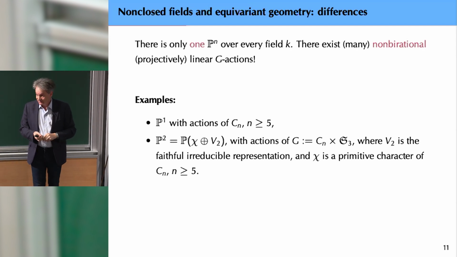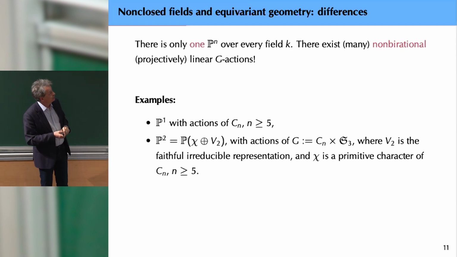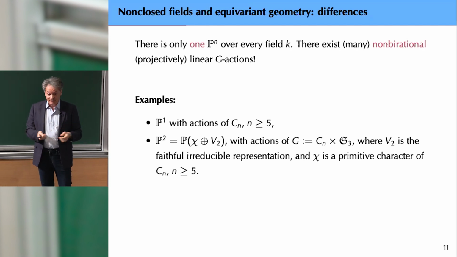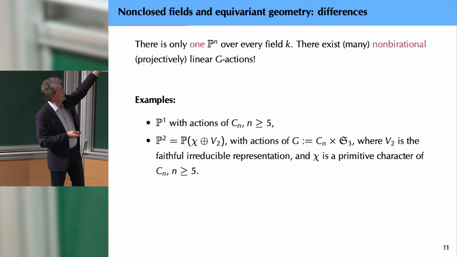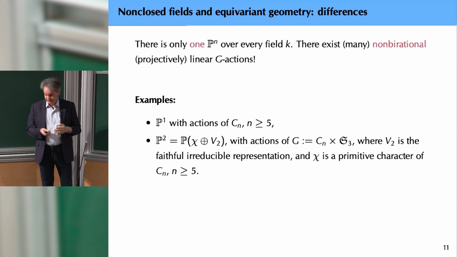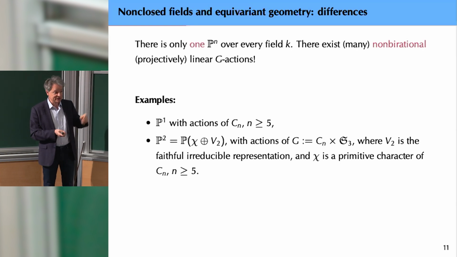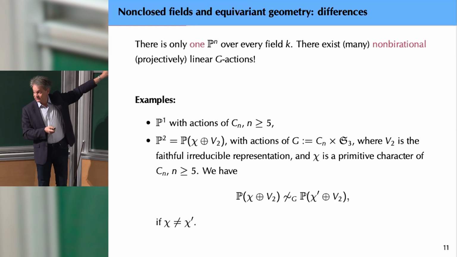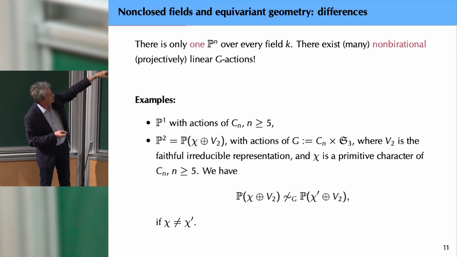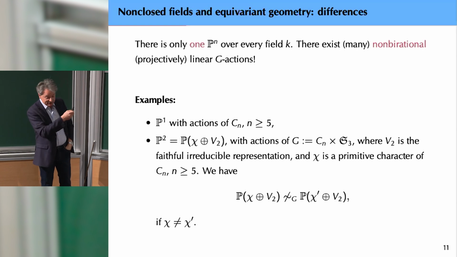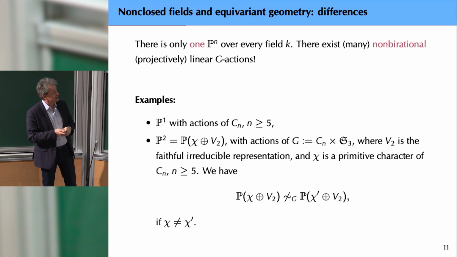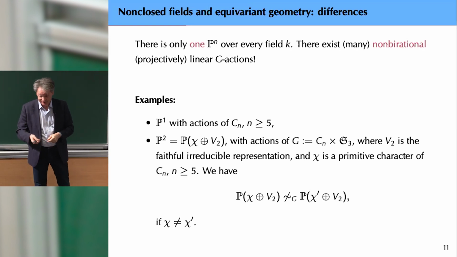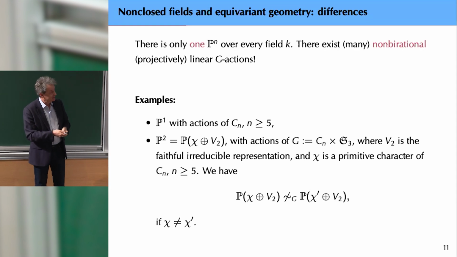And here is another example, which was not accessible previously. If you look at the group cyclic group times, let's say, S3, and now make it act on P2 via, well, you take a character of the cyclic group plus a standard two-dimensional representation of S3. As I mentioned, you projectivize, you get an action on P2. Well, it turns out that if the characters are not equal, up to these primitive characters, I should have written plus minus 1, then the actions are not birational. And this became possible with some invariants that we've introduced recently, to tell these things apart.